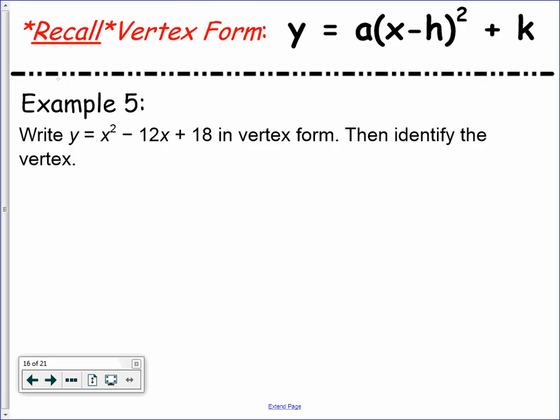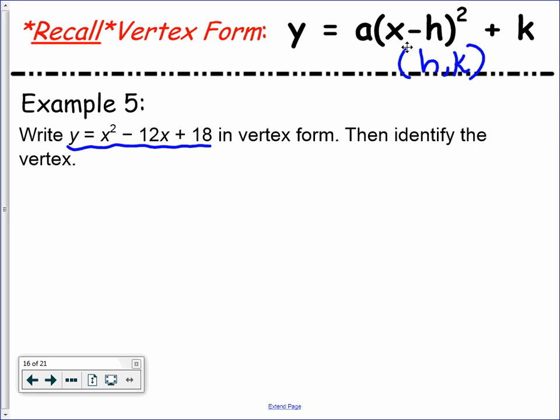Okay, so I want you to think back to when we were working with vertex form. So y equals a times x minus h squared plus k. Now remember, the vertex is coming from h, k. Now what we're going to do is complete the square and we can get it into vertex form. So notice that we're given a standard form equation of a parabola, and we want to put that in vertex form, and the way that you can do that is by completing the square.